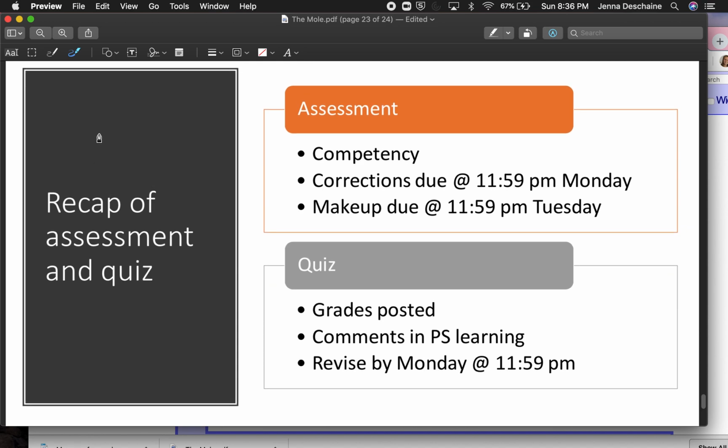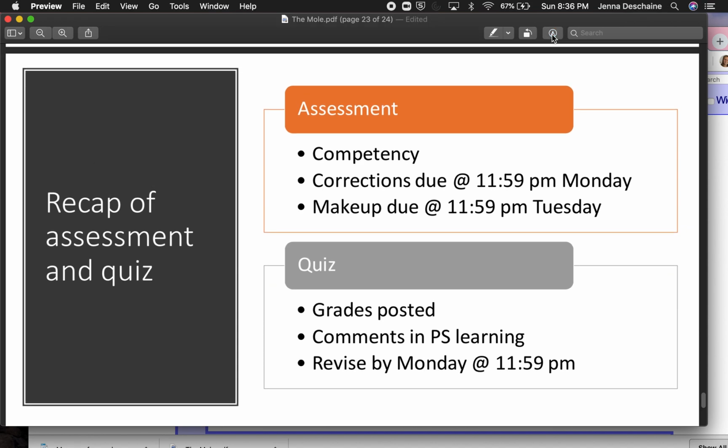All right, so I want to do a brief recap of your assessment and your quiz, okay? So your assessment is put into PowerSchool. Everyone should have a grade who took the assessment. If you have not taken the assessment, you need to make a plan with me ASAP because I do not want you to get behind, okay? This was a competency assignment, okay? There were 2 competencies attached to this assessment. All right, so if you got a 1 on either of them, you're going to need to revise it and correct it somehow because we need you to be passing competency, okay?